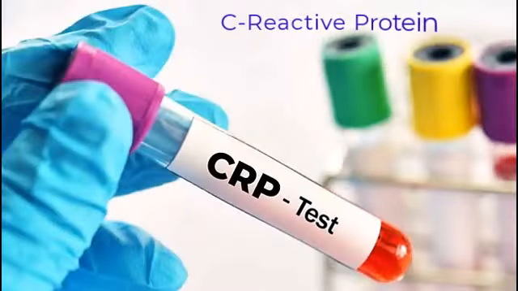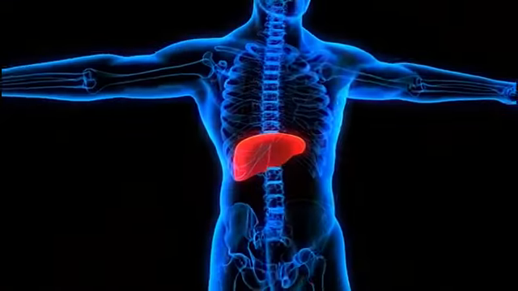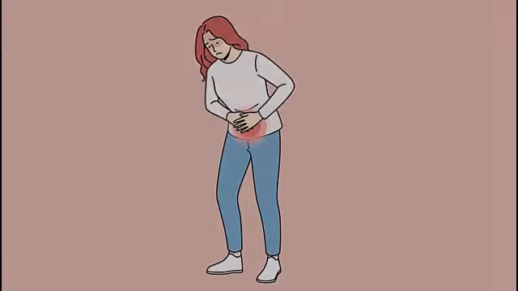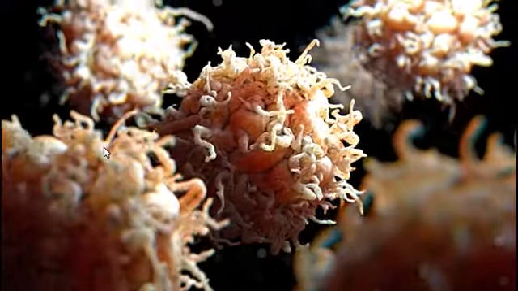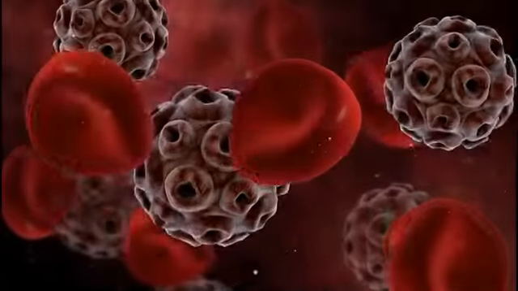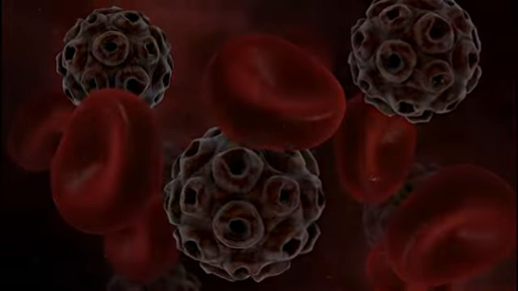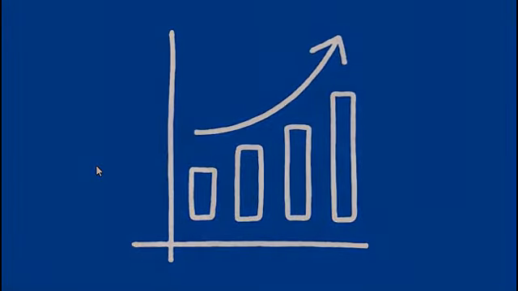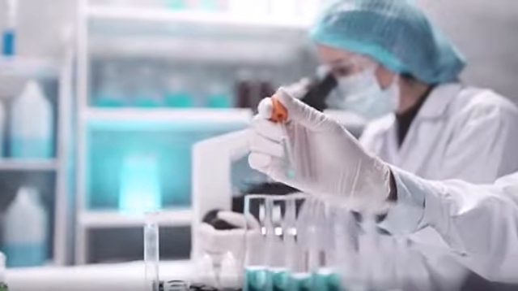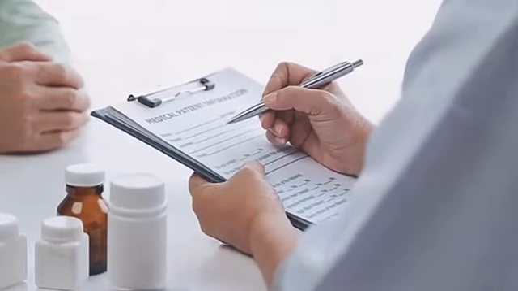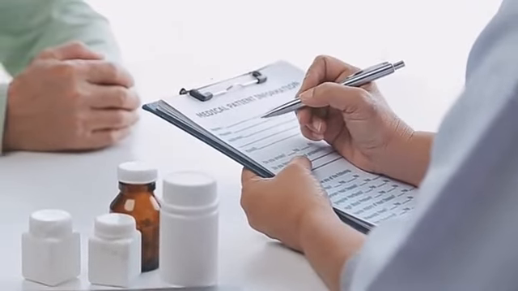What is CRP? C-Reactive Protein, CRP, is a substance produced by the liver in response to inflammation. It's part of the body's immune response. When there's inflammation in the body, CRP levels in the blood can rise significantly. The CRP test measures the amount of this protein to help detect or monitor conditions that cause inflammation.